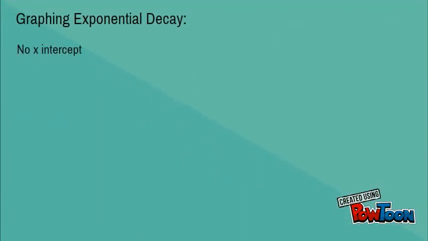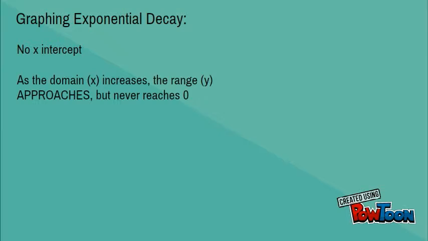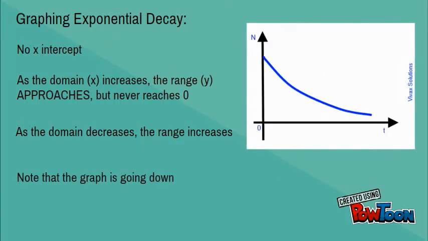Graphing exponential decay: no x-intercept. As the domain x increases, the range y approaches but never reaches 0. As the domain decreases, the range increases. Note that the graph is going down.